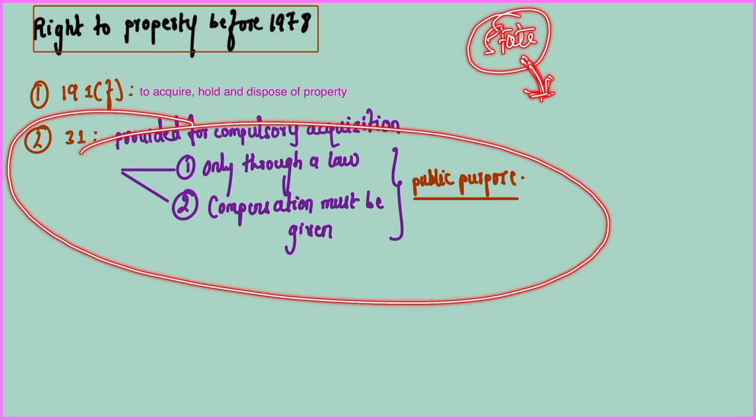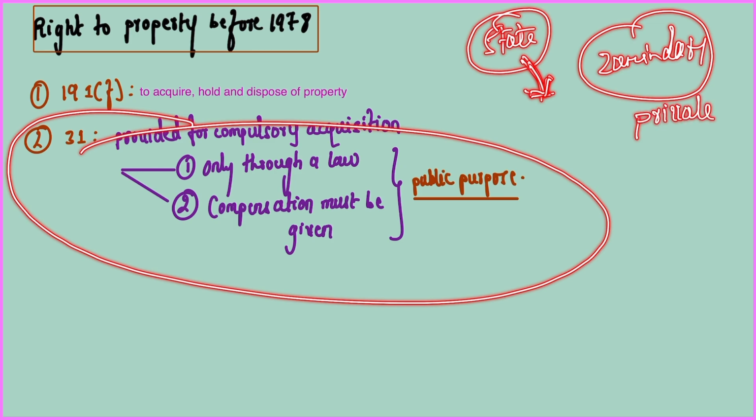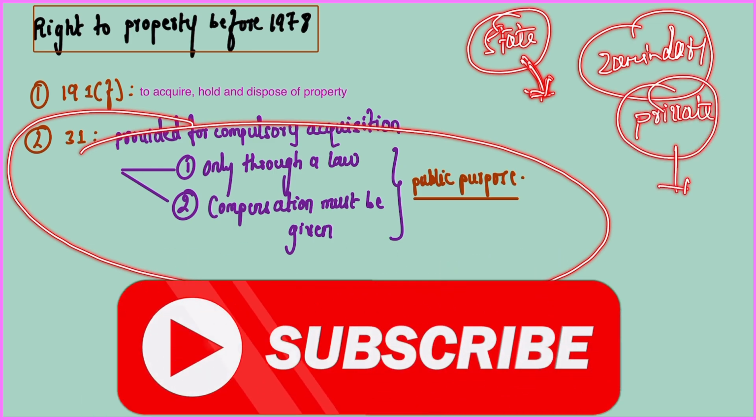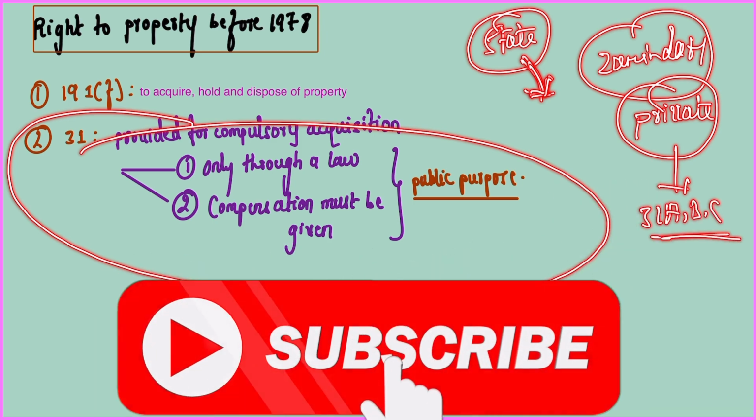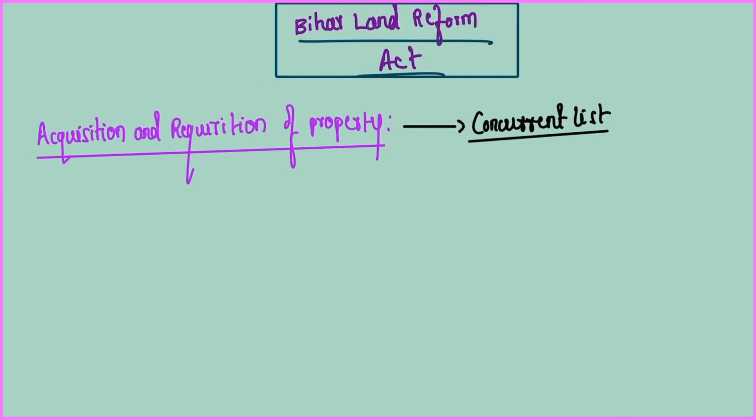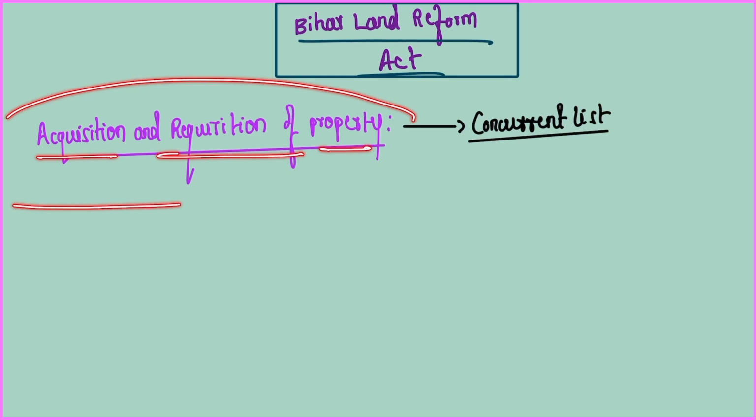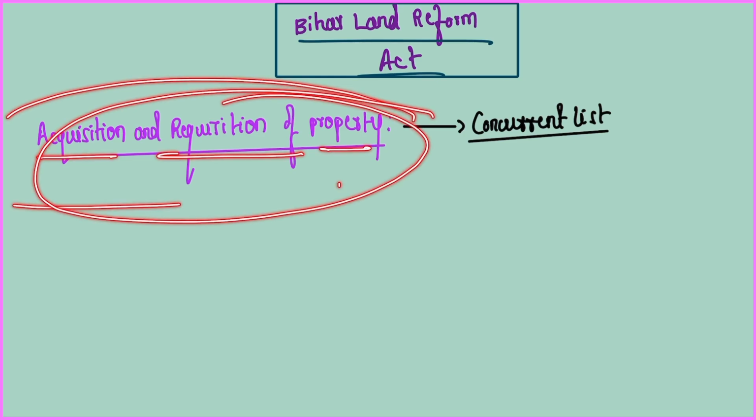However, zamindars were not going to sit silent and watch this, right? Zamindars were ready to approach the courts in order to challenge their private property being taken away. And how that happened is a history of the evolution of Articles 31A, B, and C. Let us see that. Now, one important fact that you need to remember is that acquisition and requisition of property, that is taking away property for public purpose, is given in the concurrent list.